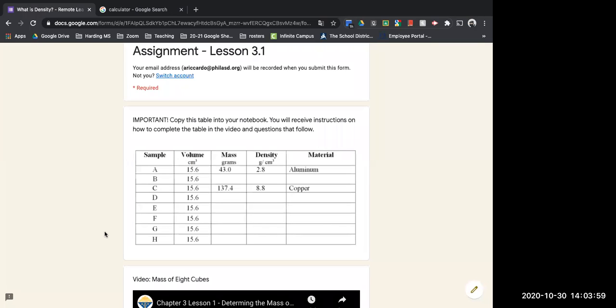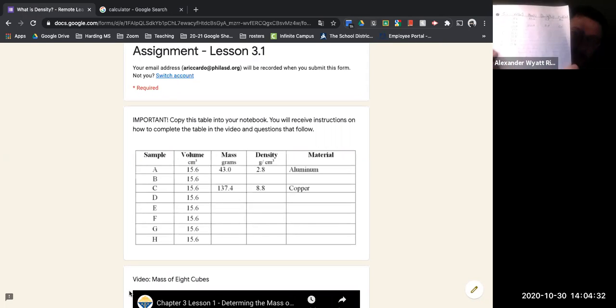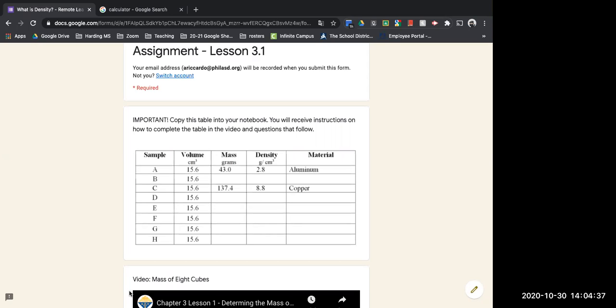All right. So you got 15.6 all the way down. Mass 43.0 for A, 137.4 for C. That's a density of 2.8 and a density of 8.0 or 8.8. That's aluminum, Al, and copper, Cu. I'm going to turn on my camera and you can see that right there. It's basically exactly what it says. Again, it only took me about a minute to do.